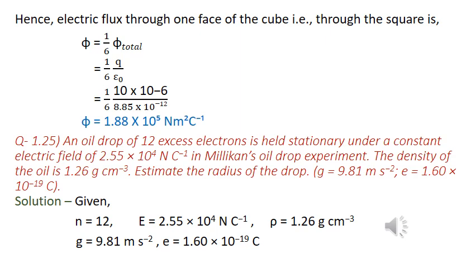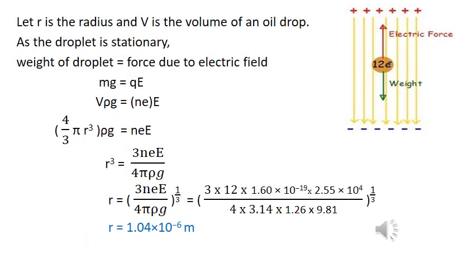Electric field intensity is equal to 2.55 into 10 to the power 4 Newton per Coulomb. Density of the oil is 1.26 gram per centimeter cube. Acceleration due to gravity g is equal to 9.81 meter per second square. Charge on an electron is equal to 1.60 into 10 to the power minus 19 Coulomb. Let us consider r is the radius and V is the volume of an oil drop. The situation is shown in the figure.